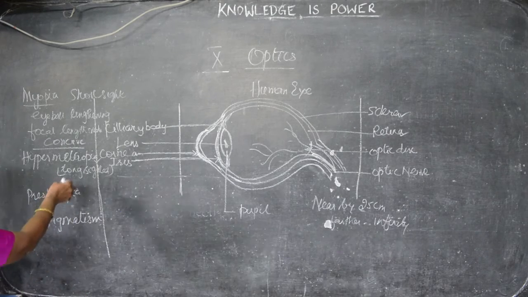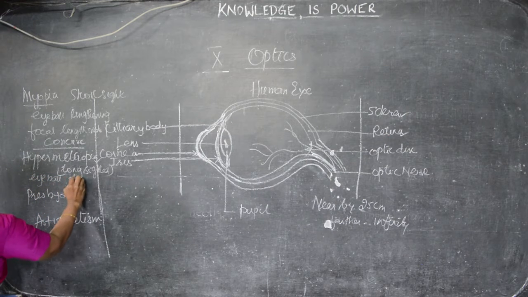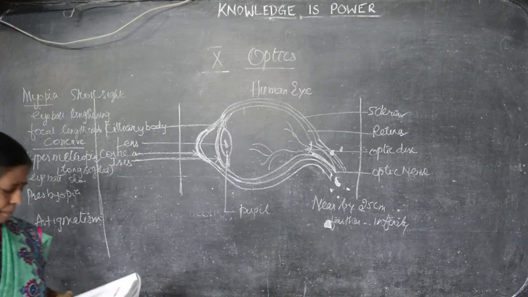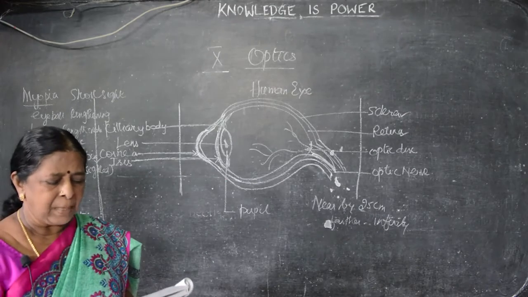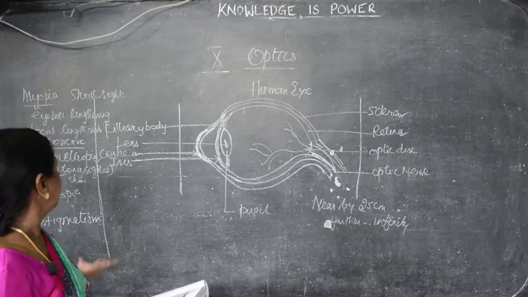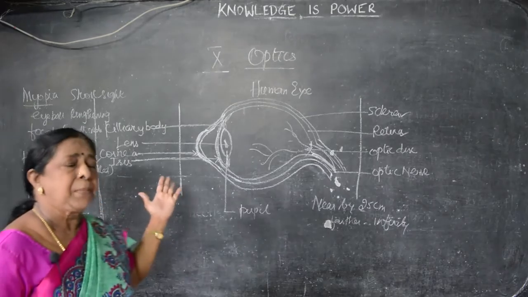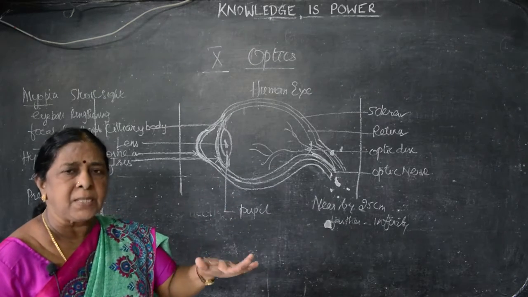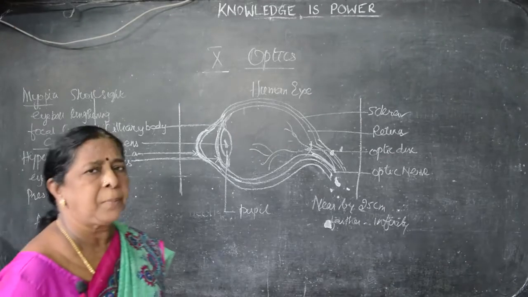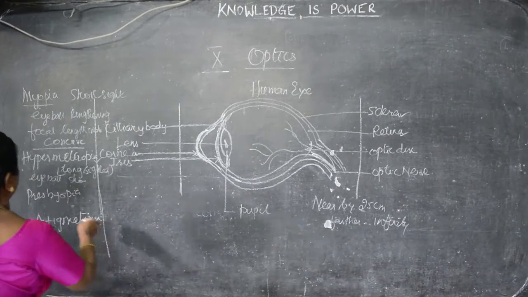Here the eyeball is shortening. The eyeball may be shortening, or the focal length may be increased. Shortening of the eyeball or an increase in focal length is the cause. Because of this, the person can see the far off object very distinctly, meaning clearly, but cannot see the nearby object. So this can be rectified by a convex lens.